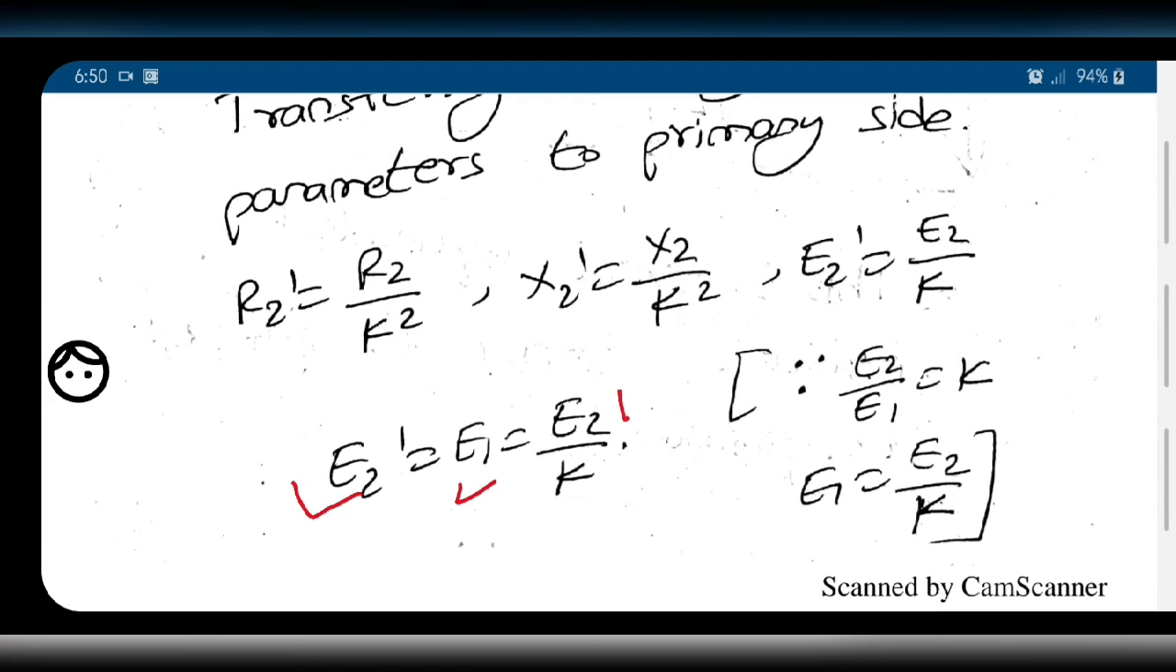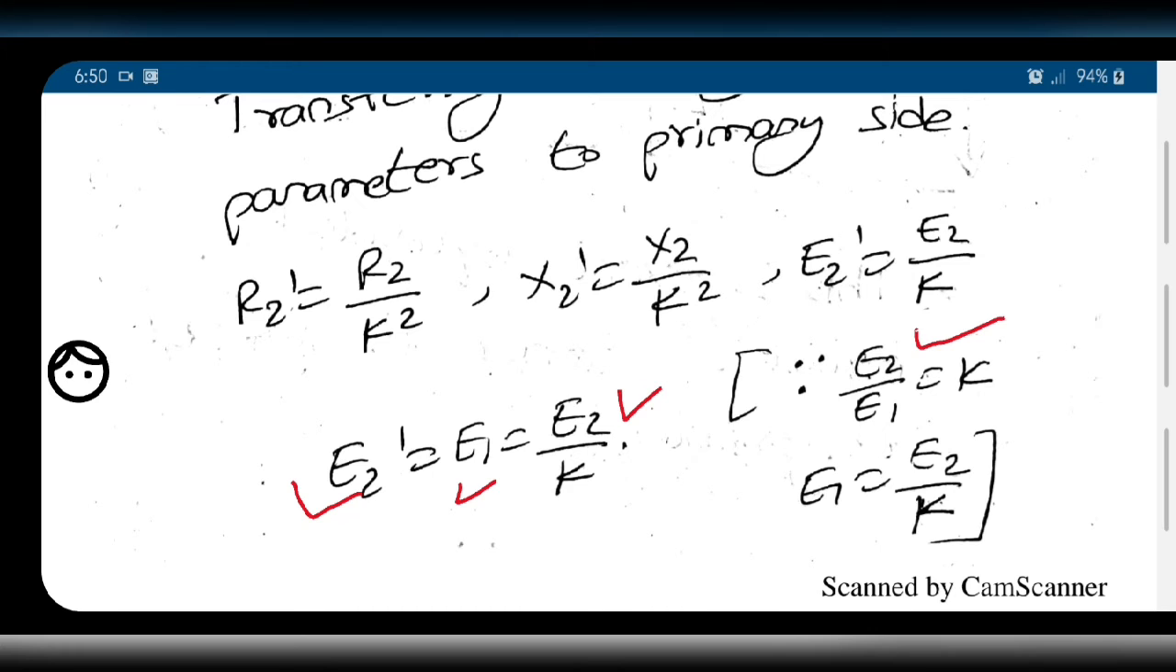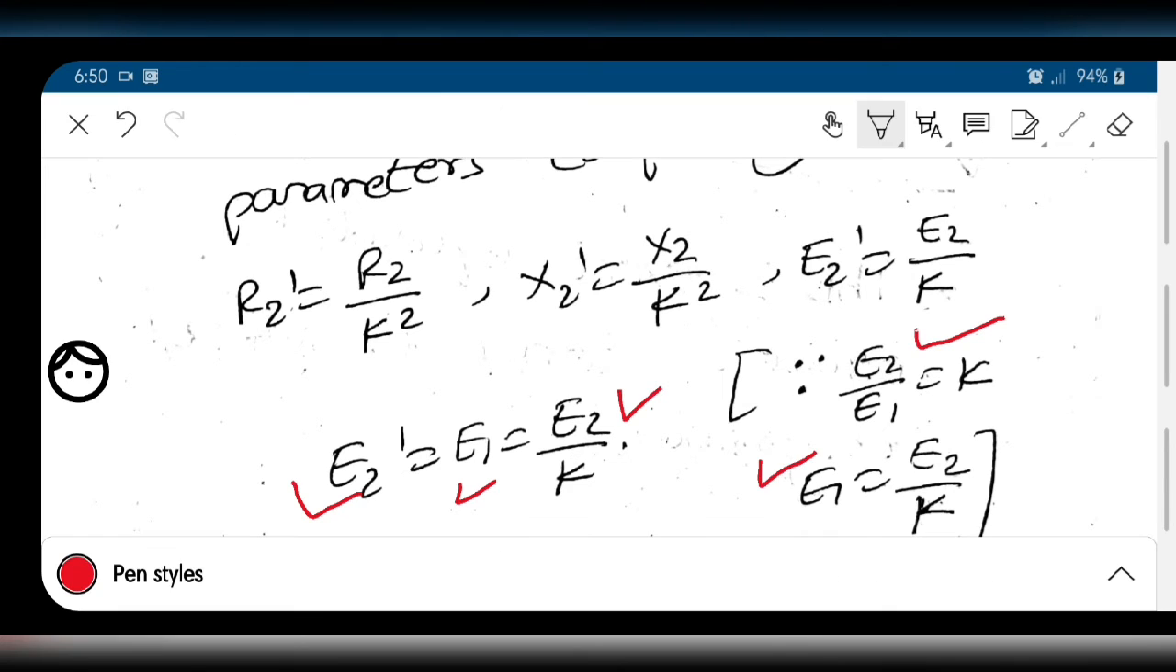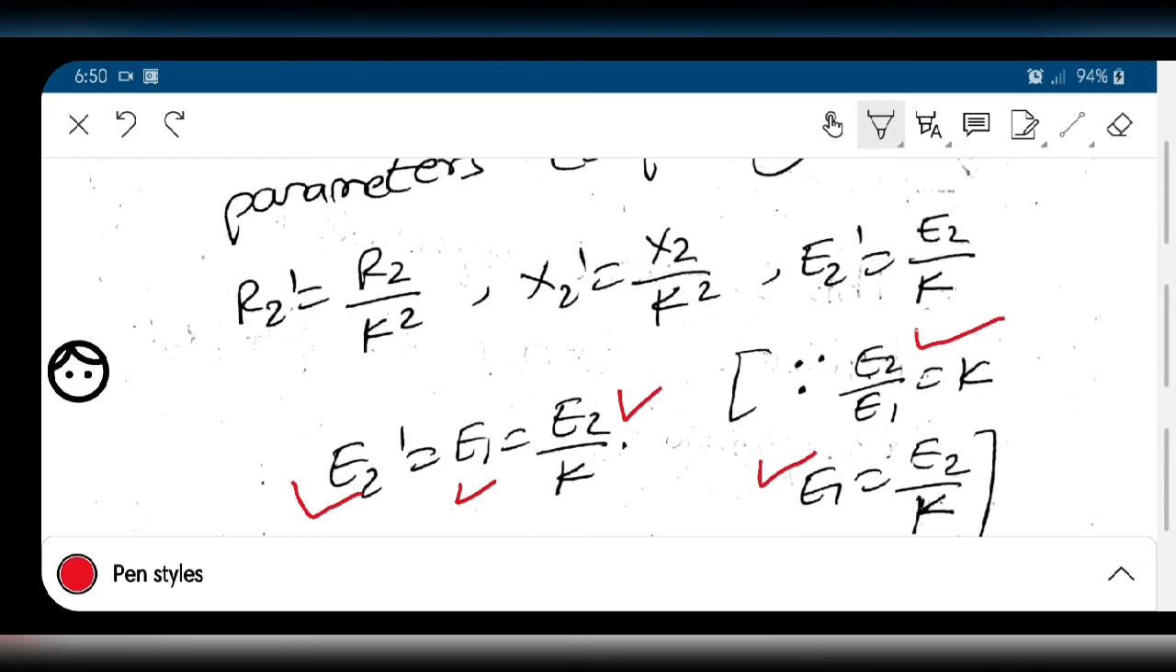So E1 is equal to E2 by K. This can be obtained from the transformation ratio. You know that E2 by E1 is equal to V2 by V1 is equal to I1 by I2, that is equal to N2 by N1 is equal to K. That is the transformation ratio. So using the transformation ratio expression, I can write E1 is equal to E2 by K. If E2 is transferred to primary, it becomes E2 dash, which will be equal to E1. Therefore I can write E2 dash is equal to E2 by K. So that is how I get the expressions.